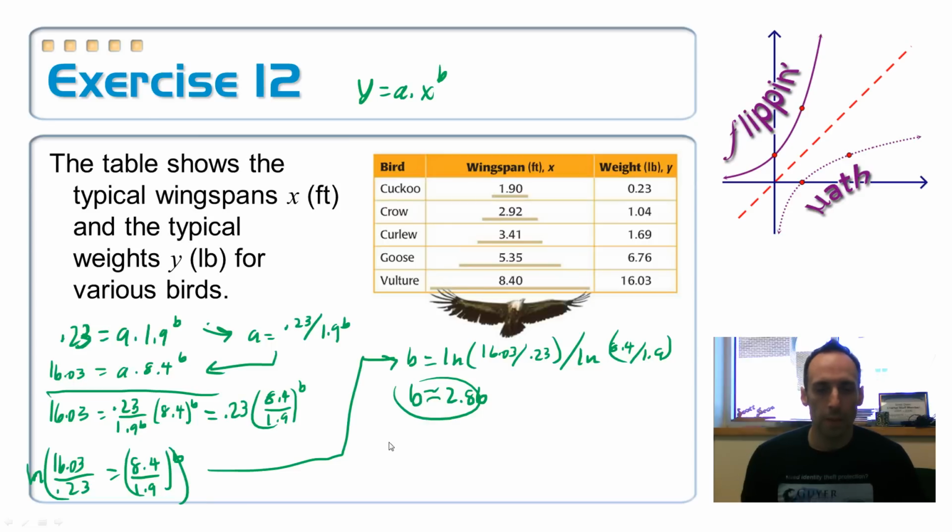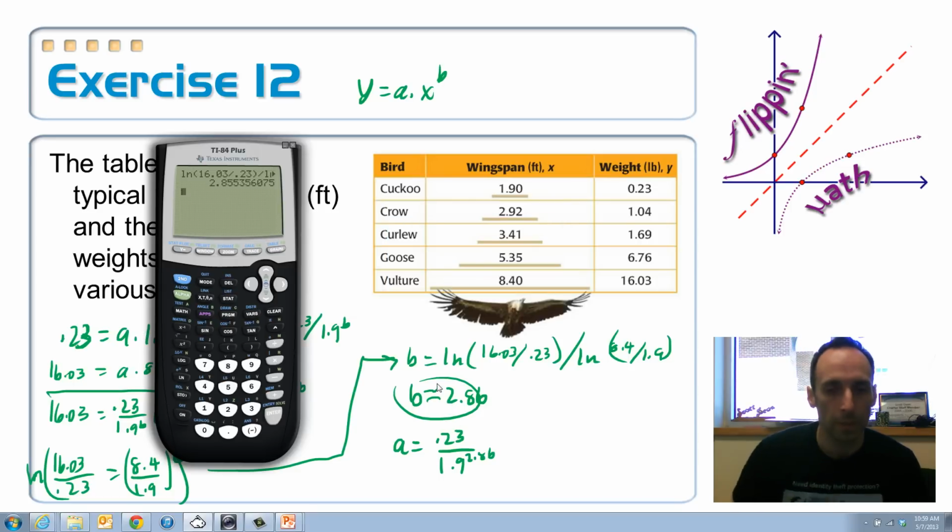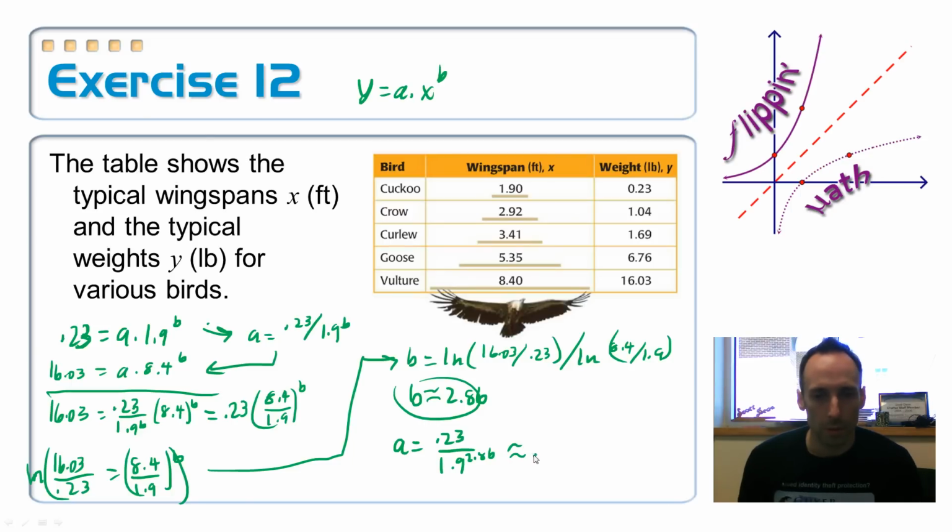All right. And then for my a value, just plug that back into the a equation. 0.23 over 1.9 to the 2.86 power. Pull that up, and just use the number that's stored in the calculator, right? 0.23 divided by 1.9 raised to the second answer, enter. So 0.037. Write my equation as y equals 0.037 times x to the 2.86 power.